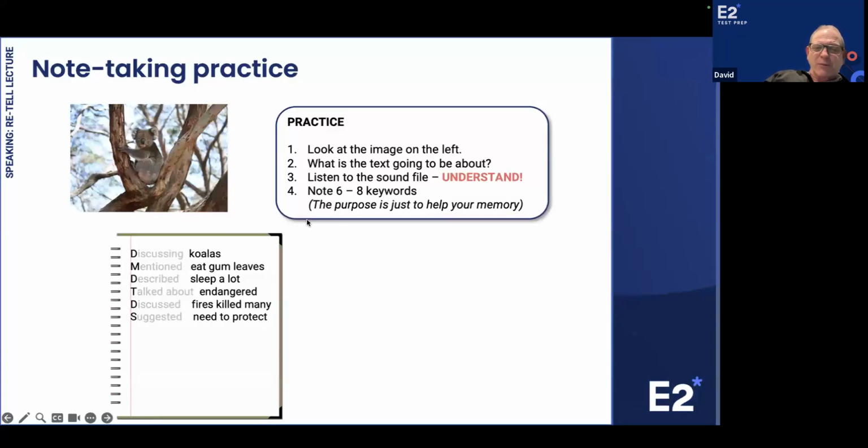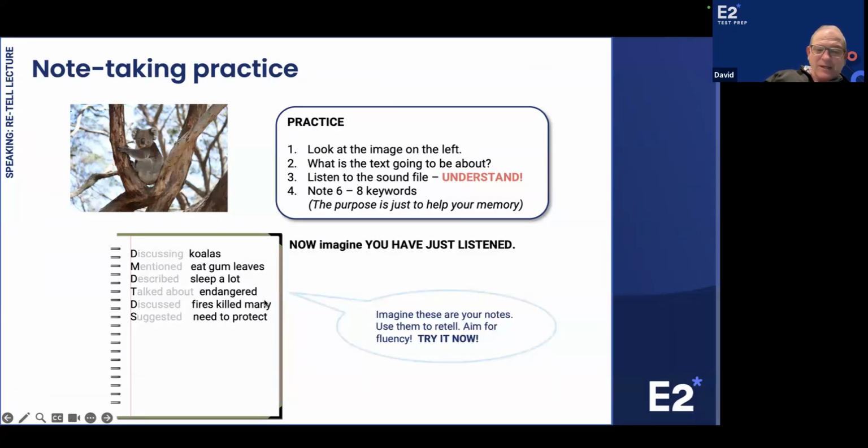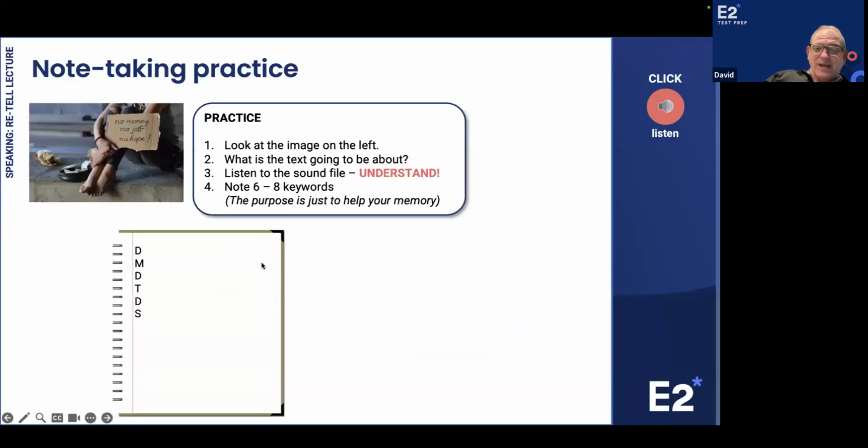So first of all, we're going to practice note taking. So look at the image on the left. What is the discussion going to be about? Then we listen to the sound file and understand, and then we note down 6 to 8 keywords. Then we're able to retell the lecture from our keywords. So we imagine what we've just listened, and you can imagine retelling the lecture just from our notes. Okay, ready to listen and take notes?